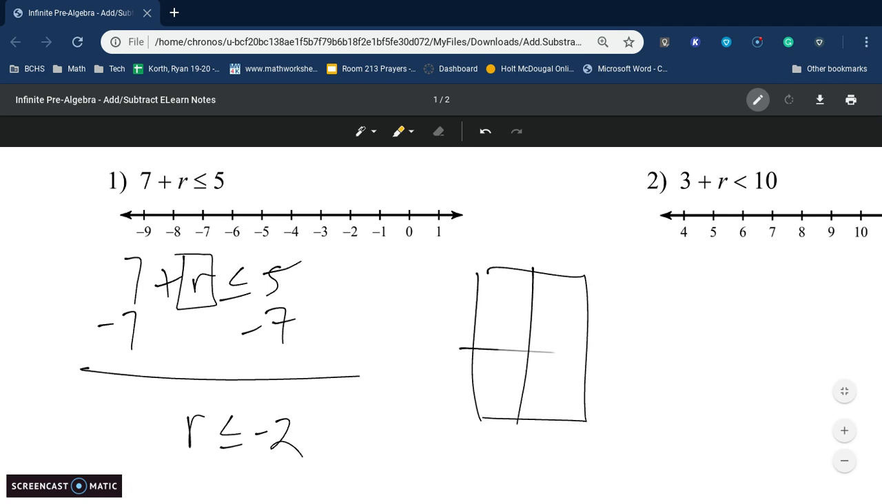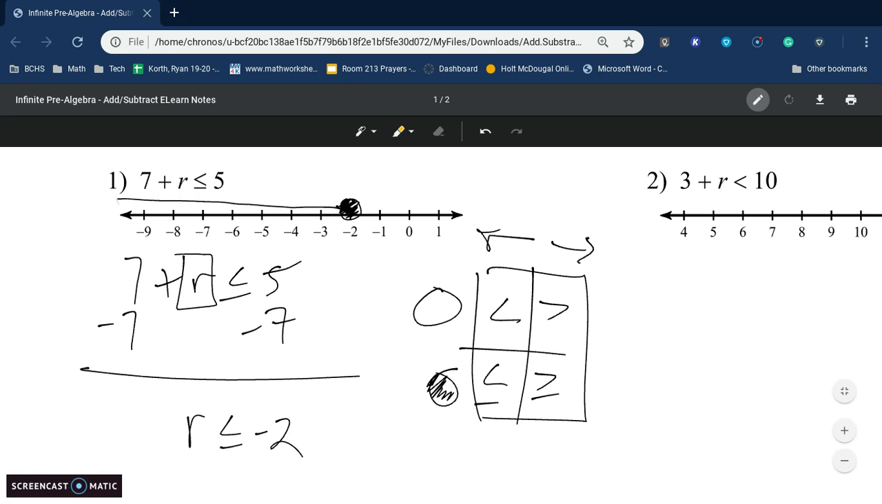Remember, we've got our cute little box here. And so less than or equal to, we're going to go to the left, and we're going to fill in the circle. So we're filling in a circle at negative 2. And then the graph points to the left, so we're going to the left. Okay, this points to the left like an arrow, so we drew our graph to the left. Less than or equal to points to the numbers that are less.